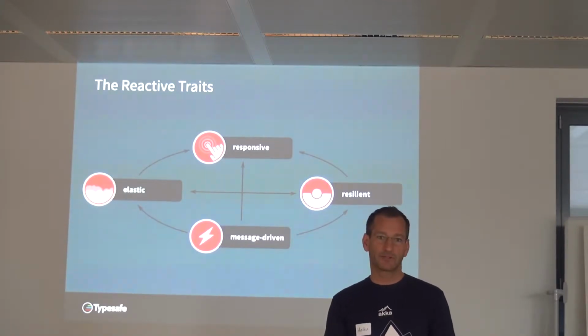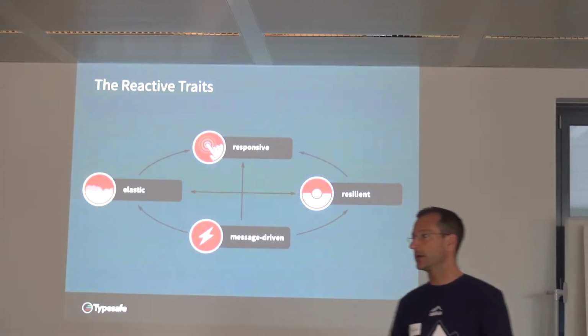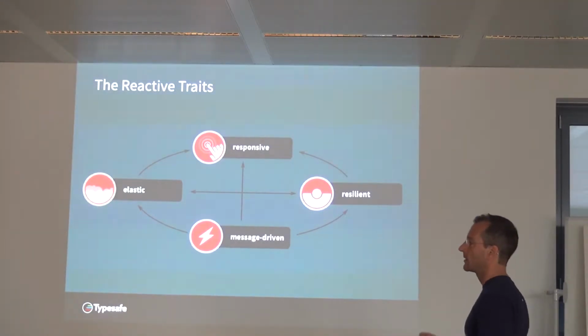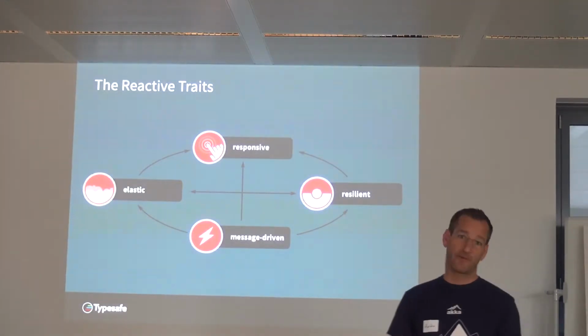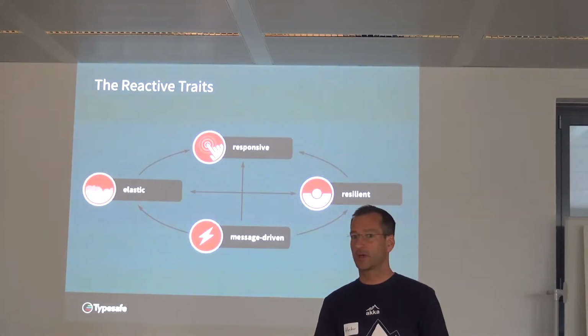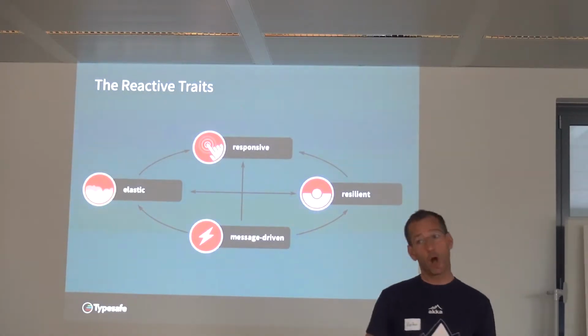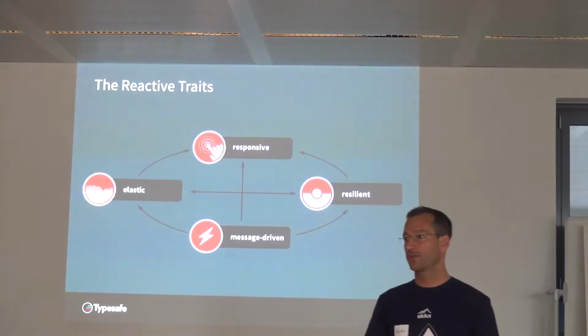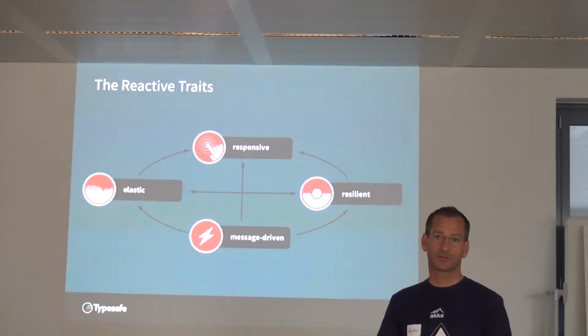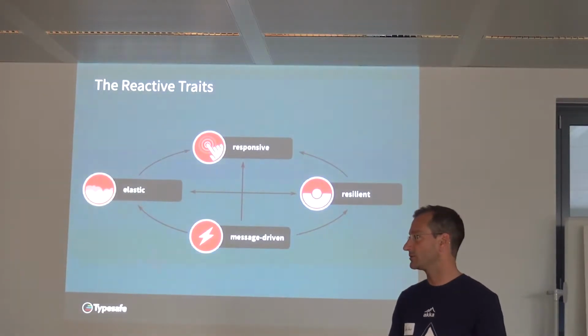And to enable responsiveness, we have two other traits like elastic and resilient. Elastic means stay responsive under varying workloads. That means scaling up or scaling out, but also scaling down if there's not that much load on your system. Because you don't want to waste your resources, right? You don't want to pay Amazon too much money if not necessary.